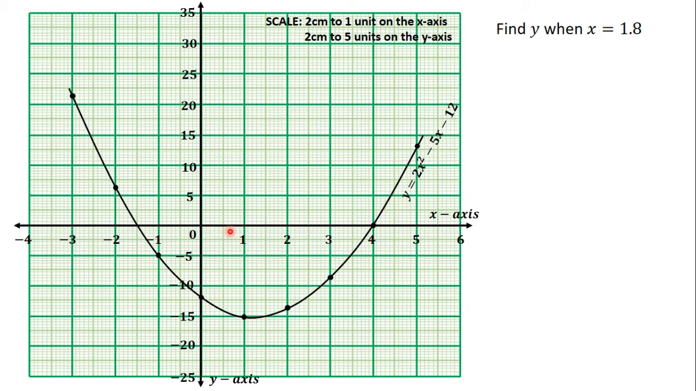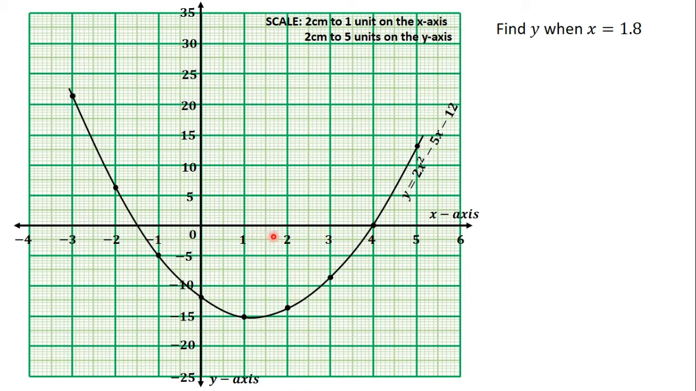On the x-axis here, the scale we are using is 2 centimeters to 1 unit. It means that to get each minor division, I will divide 1 by 10. If you divide 1 by 10, you have 0.1. So on the x-axis, each minor division is 0.1.